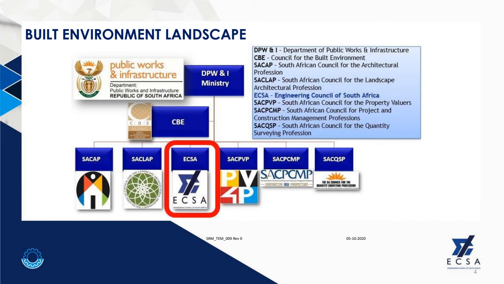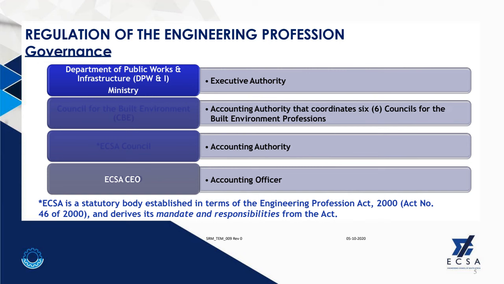So all of these 6 councils are forming what you call the built environment. They all fall under the built environment. But what is very strange, if you check all of them, their names start with SA, all of them. It's only the Engineering Council of South Africa that is unique with a different name compared to the others that are there.